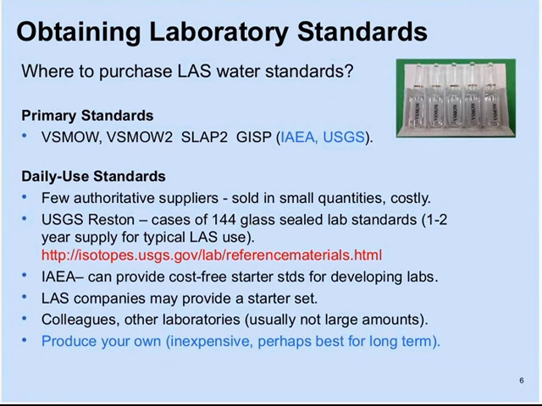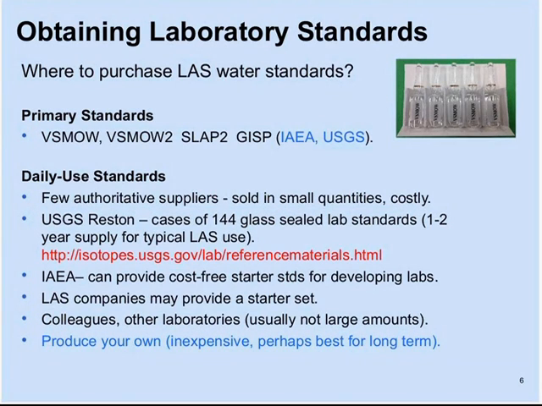For daily use, there are in fact few, let's call it authoritative suppliers, generally sold in small quantities and can be rather costly. The USGS in Reston, Ties Laboratory, has an excellent offering. They sell cases of 144 glass-sealed ampules, which roughly translates to about a 1 or 2 year supply for the typical user. And the link is given there.